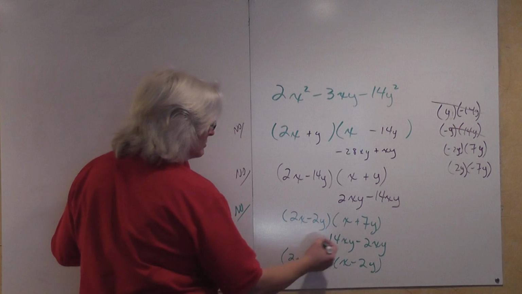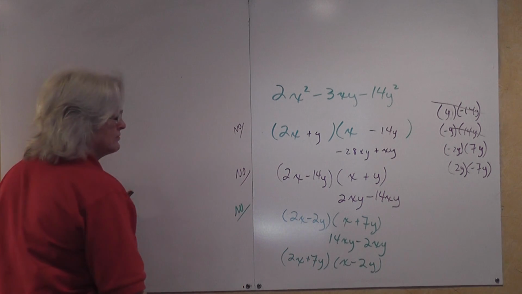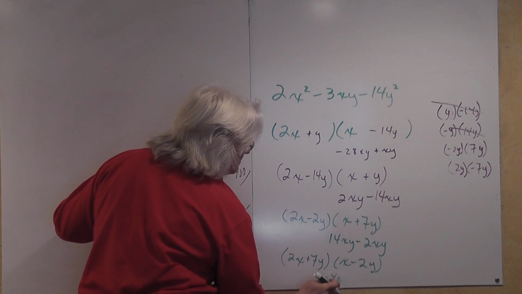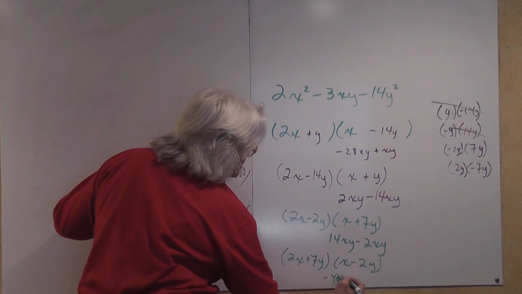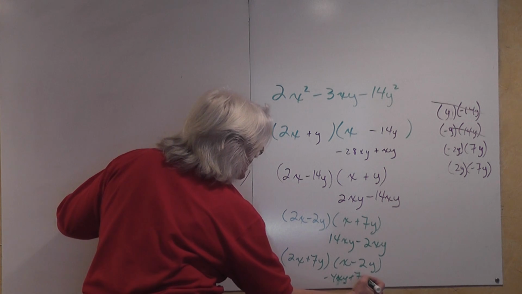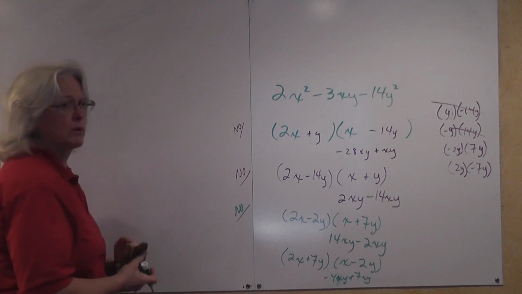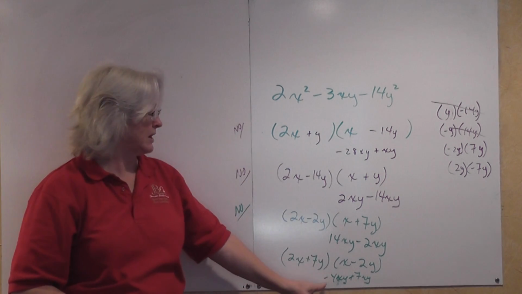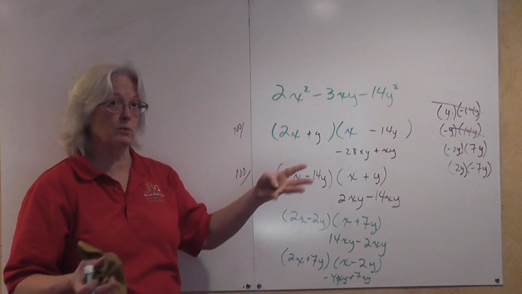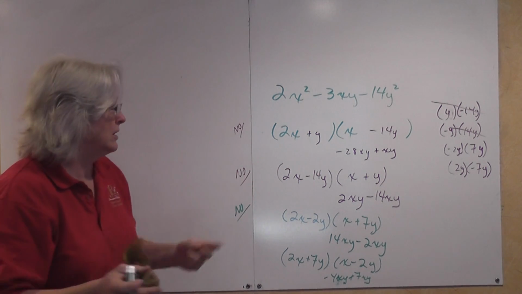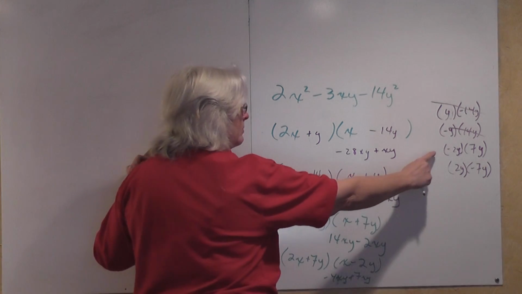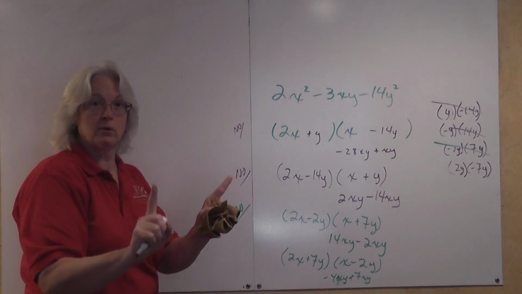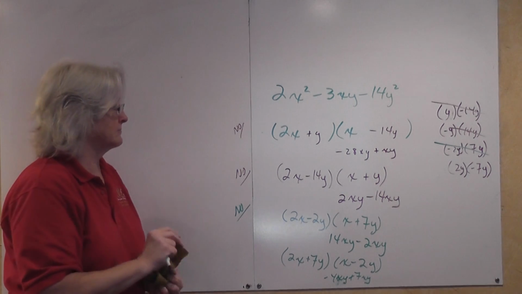Our outer product, 2x times a negative 2y is negative 4xy, plus 7xy. We're closer, but we've got a positive 3xy instead of a negative 3xy. So what's wrong? Because I said surely it needs to work. Well, all we did here was try this third pair of factors in two different orders, and it's still not working.